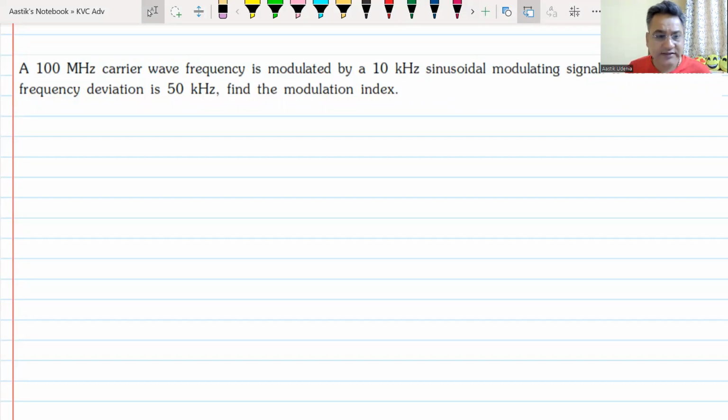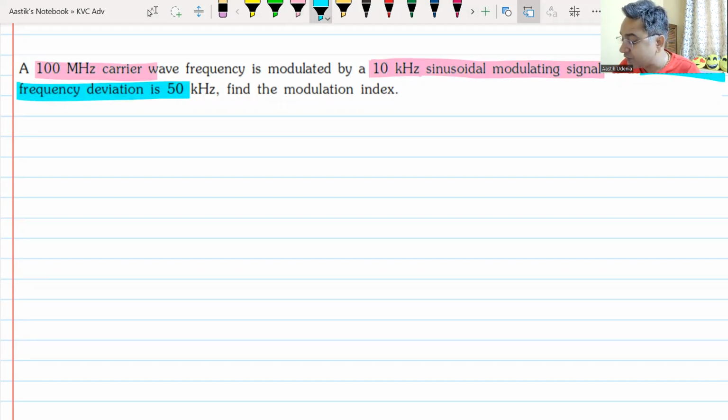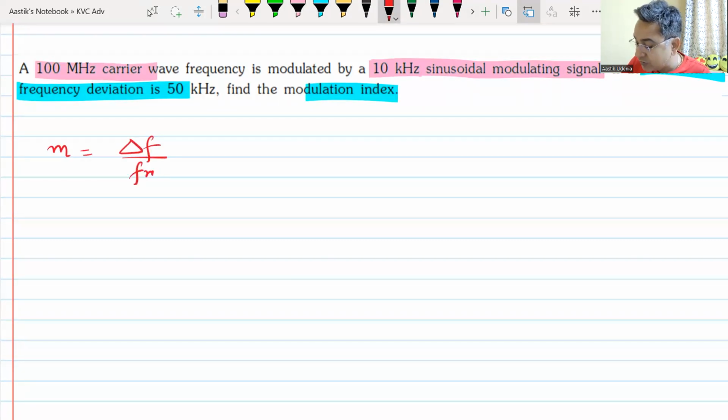Let's move on to the next question. 100 megahertz carrier wave frequency is modulated by a 10 kilohertz signal. The maximum frequency deviation is 50. What is the modulation index? How will you find out the modulation index in this case? Modulation index is the deviation divided by modulating frequency. Do we understand this? Yes, sir. Can you tell me what is the answer for the modulation index here?